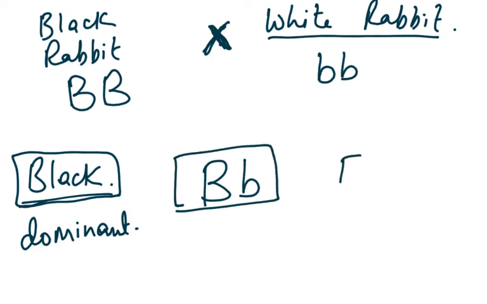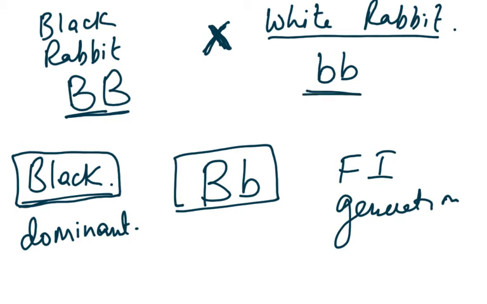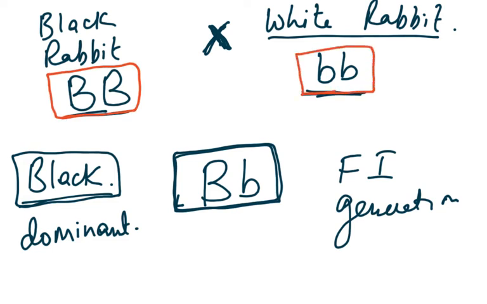Now this is called the F1 generation. So what is an F1 generation? It is when you cross a homozygous dominant with a homozygous recessive and all the offspring are heterozygous. This is called the F1 generation.